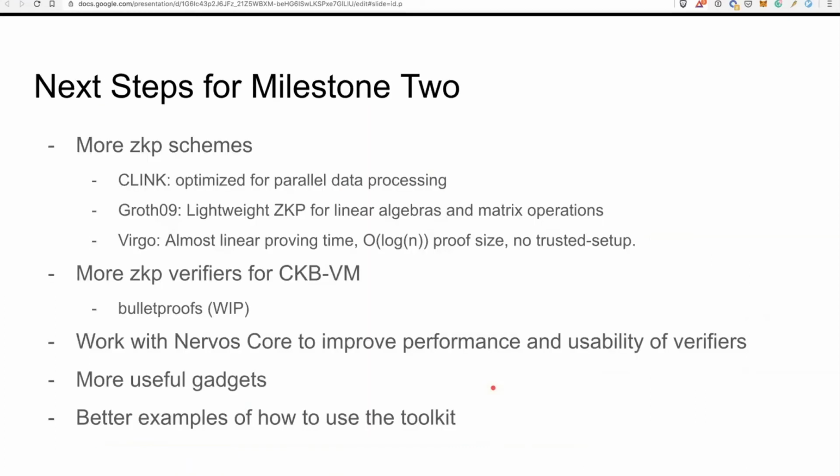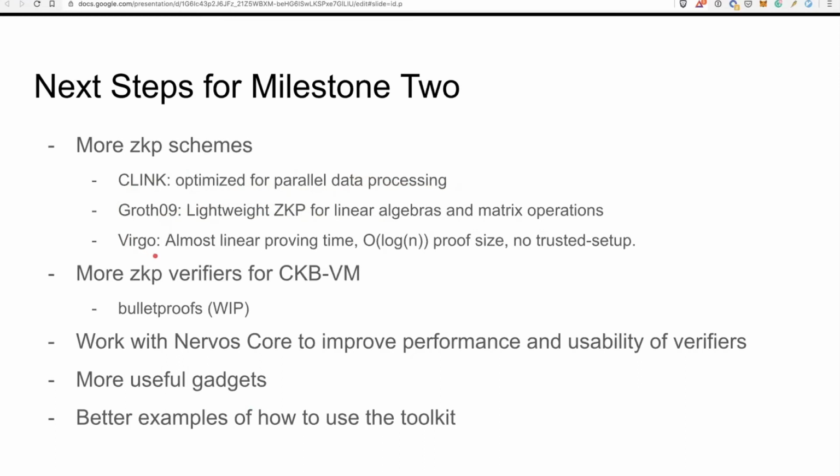Okay, and in the last part, I want to talk about the next steps for milestone 2. Firstly, we will implement more ZKP schemes, including Clink. Clink is a new scheme designed by us. It's optimized for parallel data processing. We will implement Groth09, a lightweight ZKP for linear algebra and matrix operations.